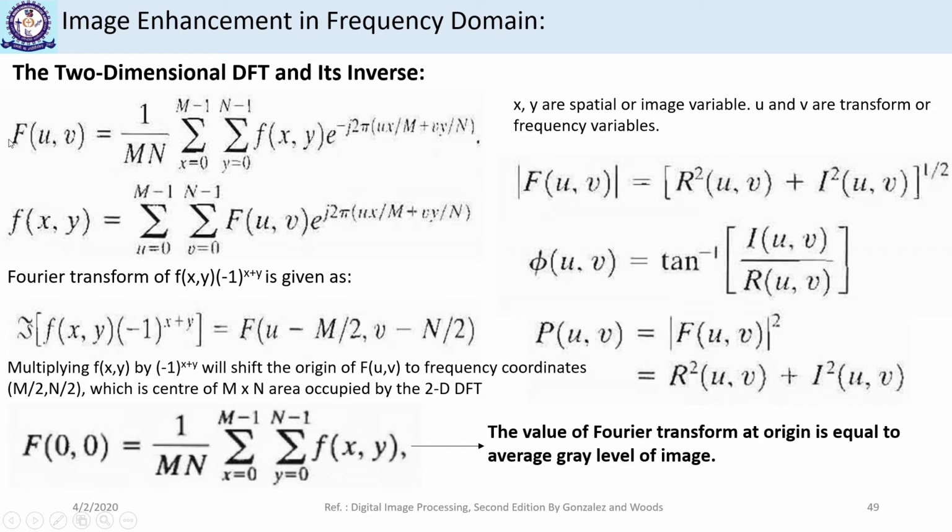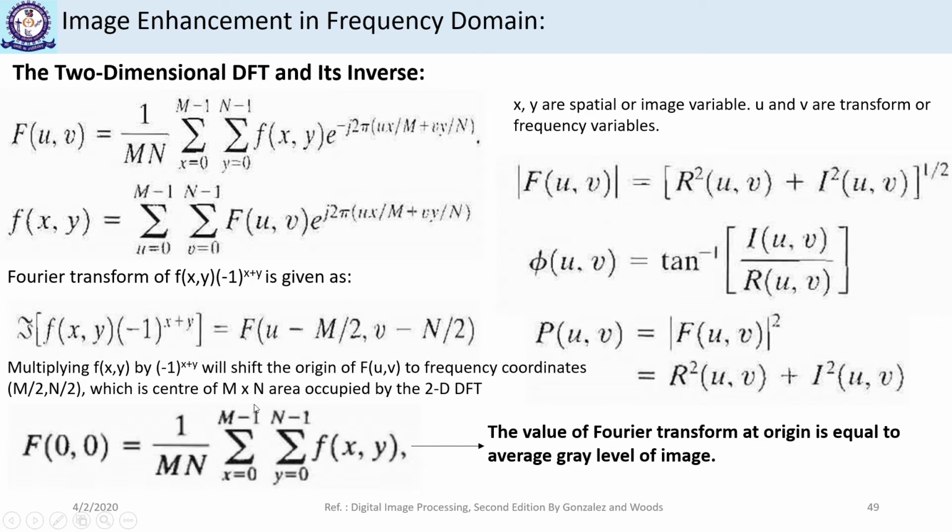Now let us see what happens. What do we get at the origin of this frequency domain signal? That means when u is equal to 0 and v is equal to 0, what do we get? F(0,0) is equal to 1 by mn summation, x ranges from 0 to m minus 1, y ranges from 0 to n minus 1, f(x,y), and this exponential term would become 1, because u is 0 and v is also 0, so the exponent becomes 0 and the term becomes 1. So what would this summation give us? This summation will give us the average gray level of the image.